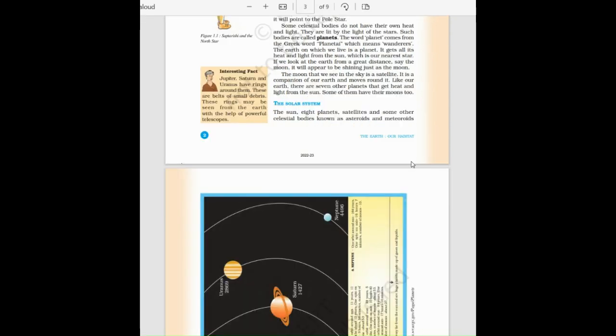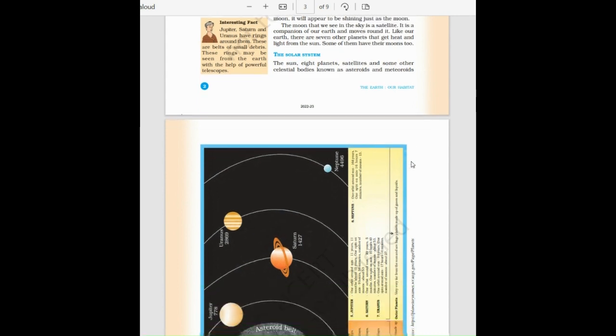Our next topic is the solar system. The solar system is the name given to the sun, all the planets that revolve around it, their satellites or moons, meteors, comets and asteroids. In simple words, we can say the sun, the eight planets, satellites and other celestial bodies like asteroids and meteoroids together make the solar system, and the sun is the center of the solar system.